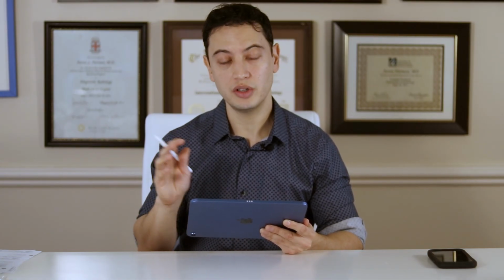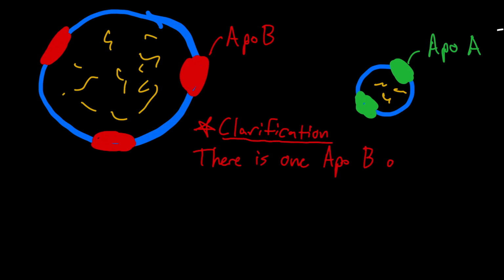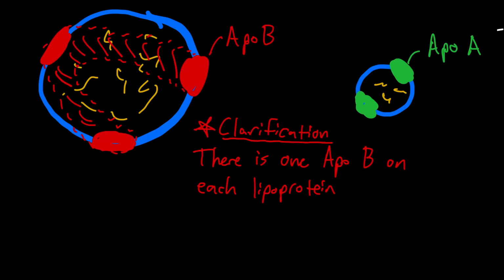So instead of calling LDL cholesterol the bad cholesterol, even though higher LDL cholesterol is concerning, we want to think about the ApoB particle, the apolipoprotein B, that protein that sits on the surface, in the surface, I should say, of the LDL, the VLDL, and the IDL particles.